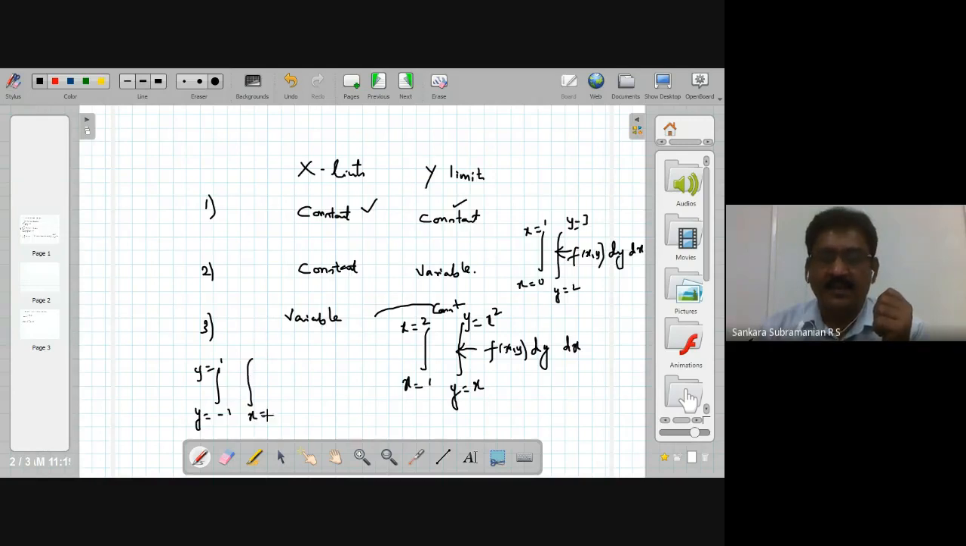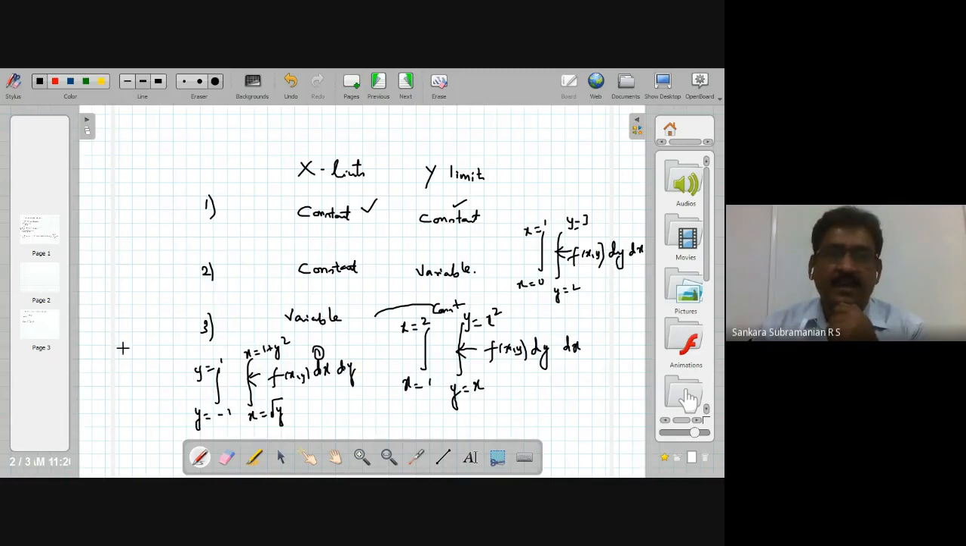And x equal to root of y to x is equal to 1 plus y square. Here, x has the variable limits, and y has the constant limits, and this is f(x, y). Since the inner integration has the variable limits in y, you should integrate with respect to x first, and then with respect to y next.